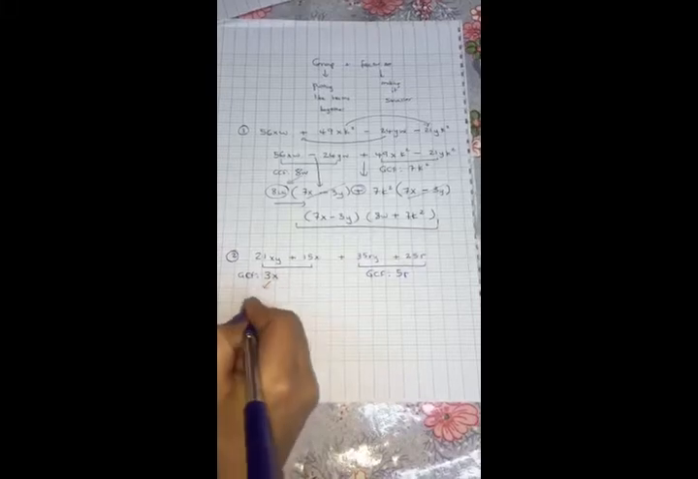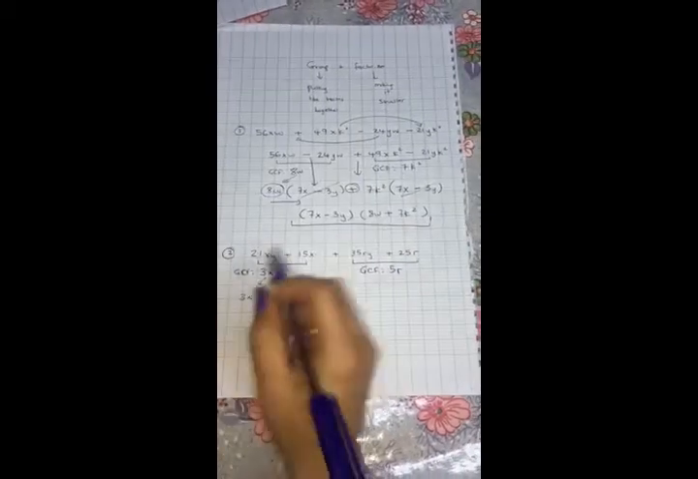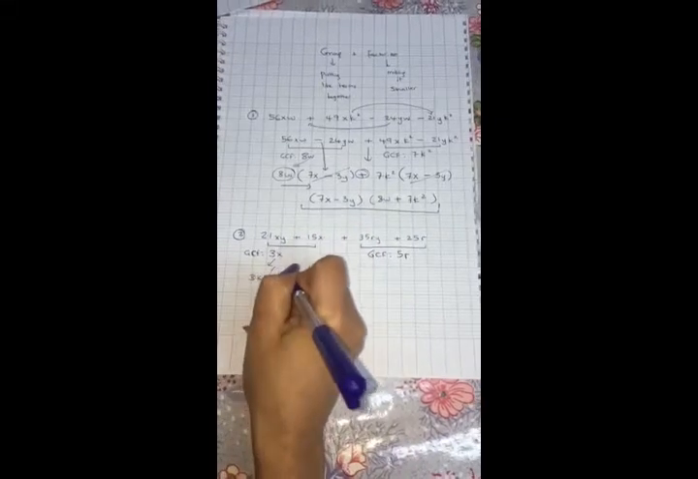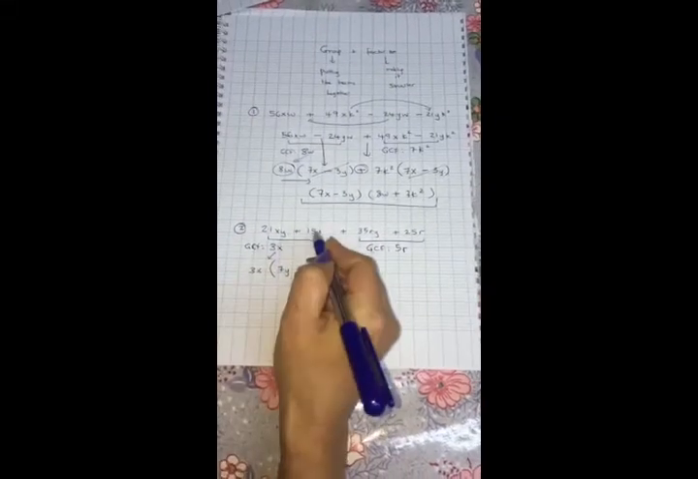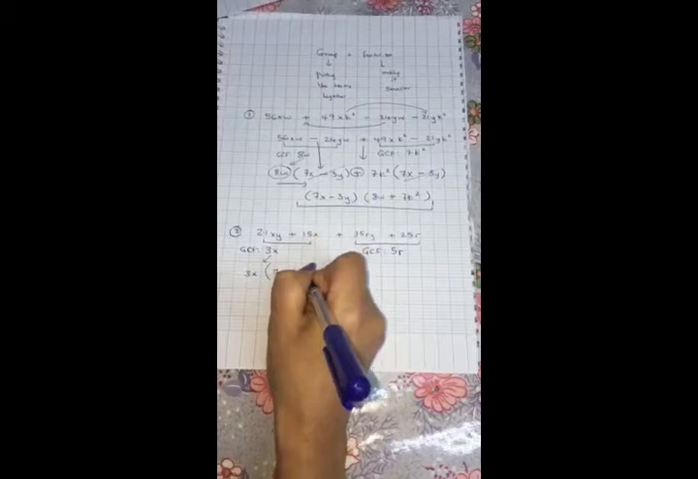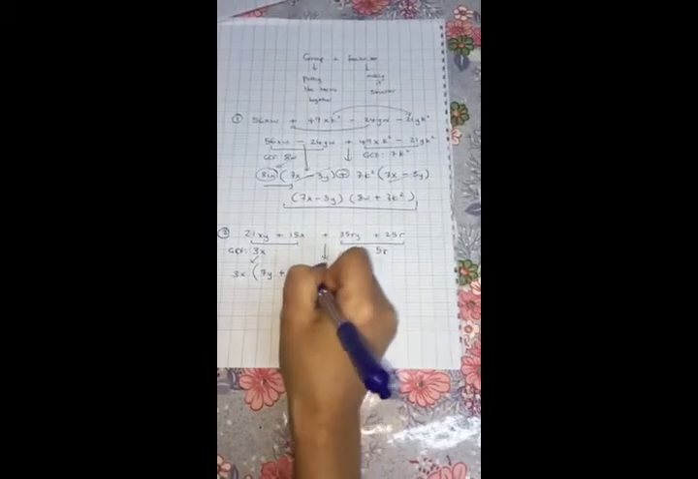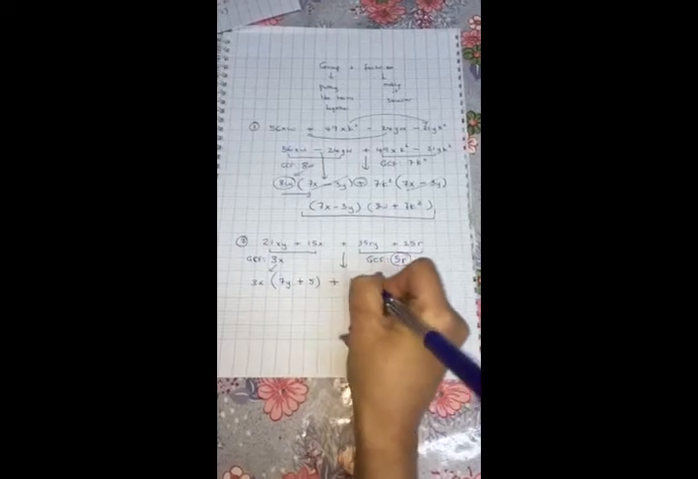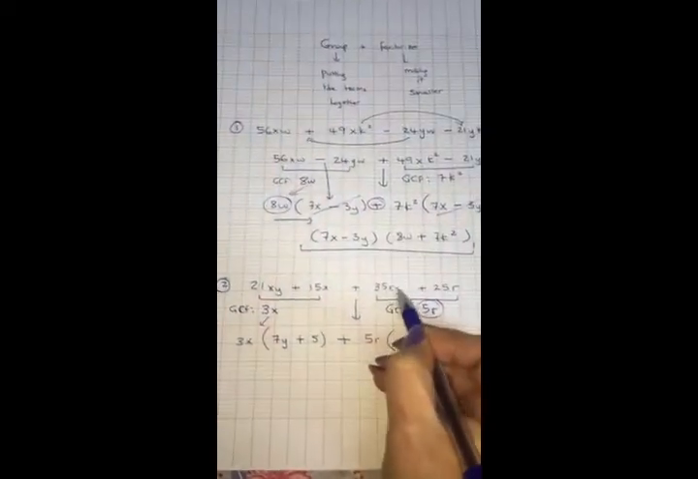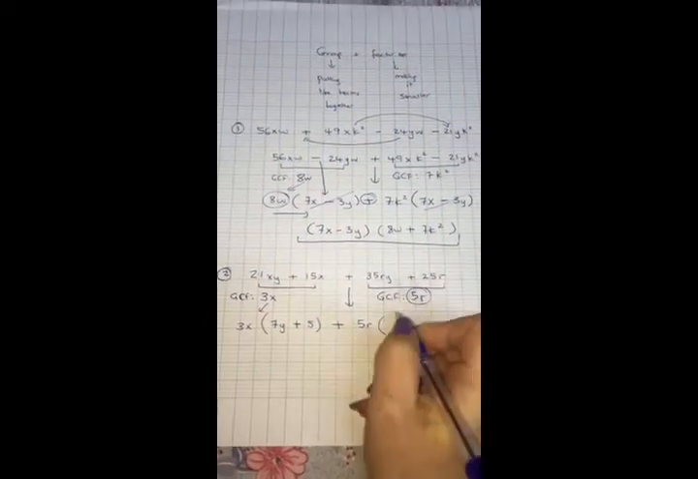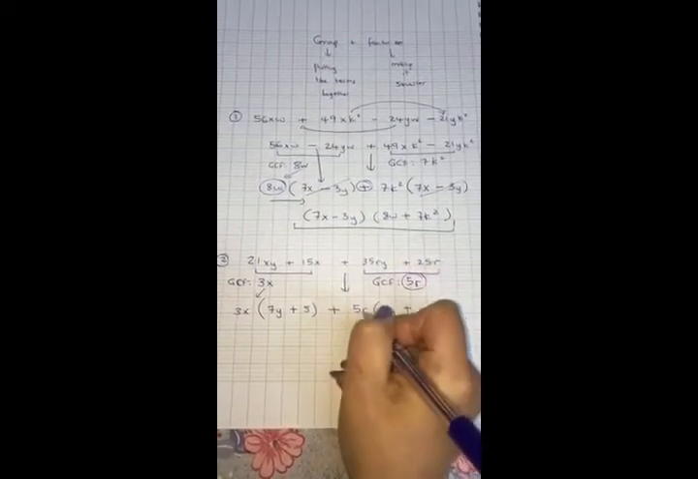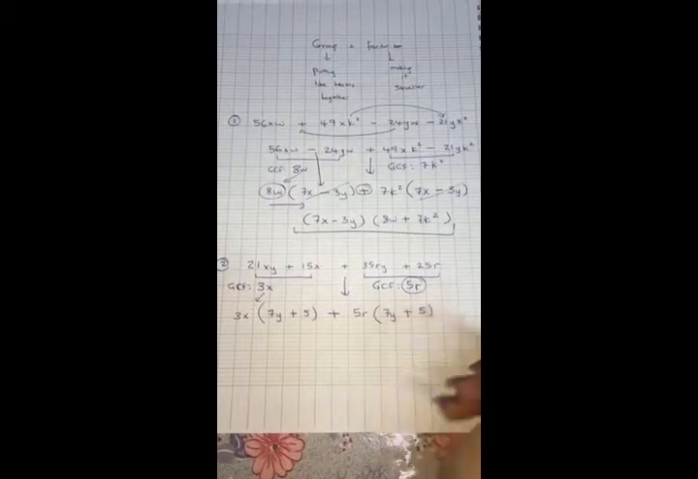I bring down my 3x and I open my parentheses. 21xy divided by 3x is 7y plus 15x divided by 3x is 5. I bring down my plus sign. Again, 5r, I bring it to the outside. 35ry divided by 5r is 7y plus 25r divided by 5r is 5.